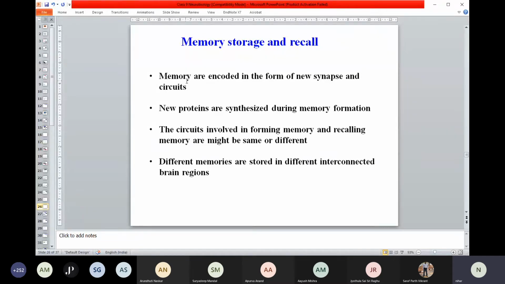Memories are encoded in the form of new synapses and circuits. I think there's no doubt for you guys to understand that. Any new memory when you form it in your brain, there must be a formation of new synapses and a formation of a new circuit. And that circuit has to be stable enough.